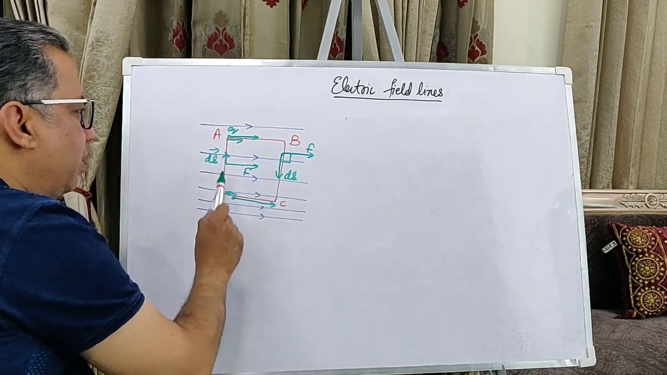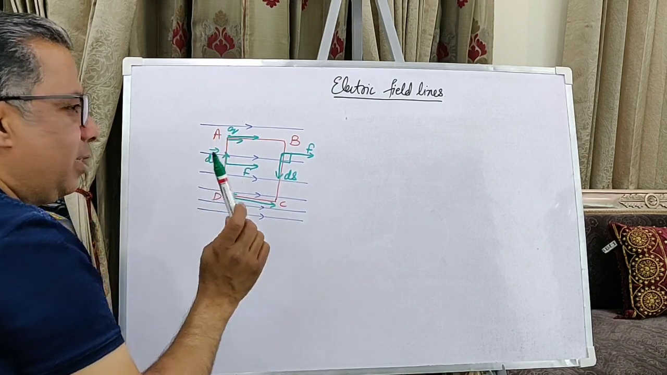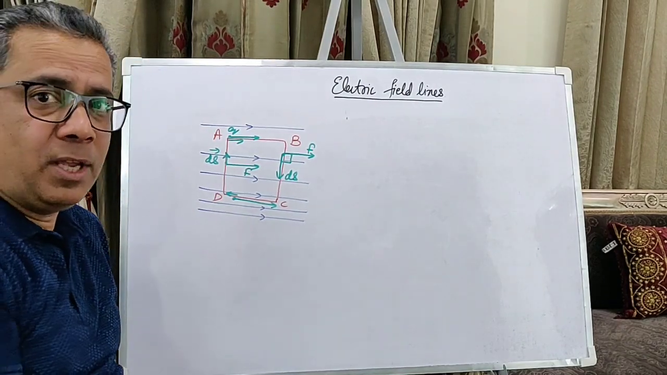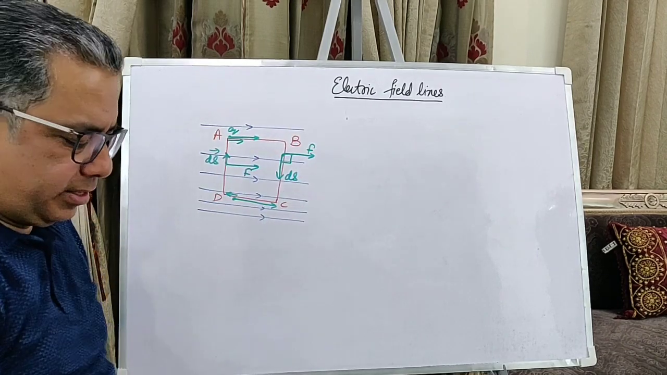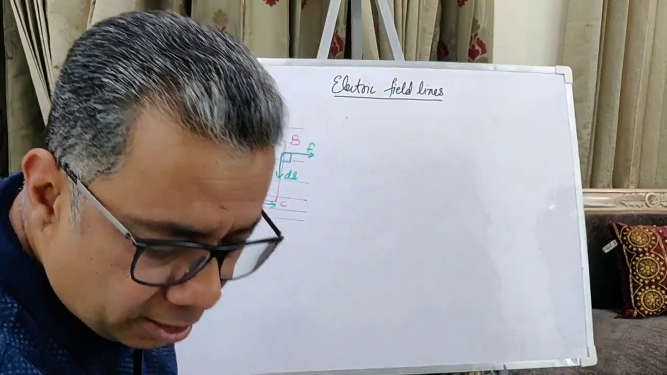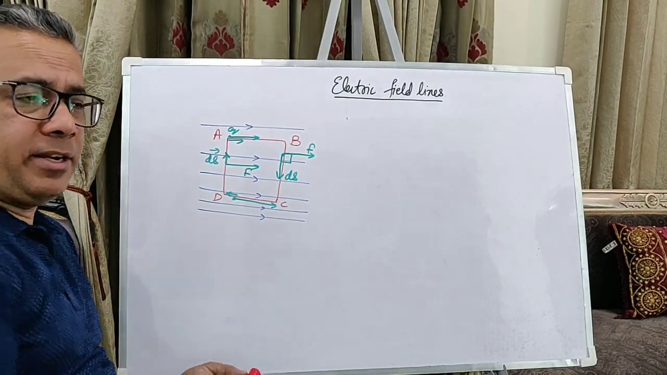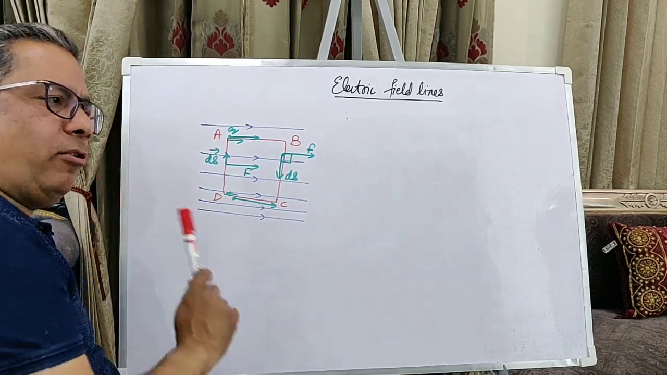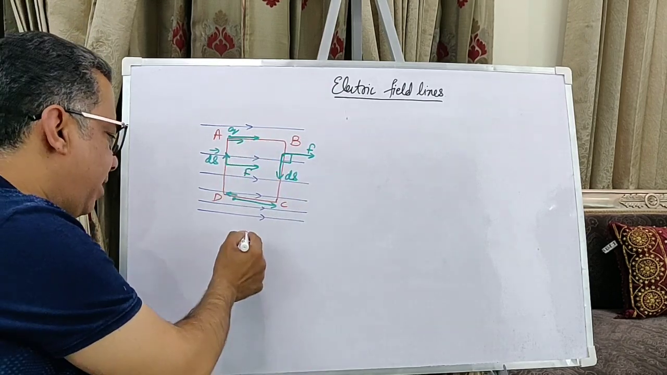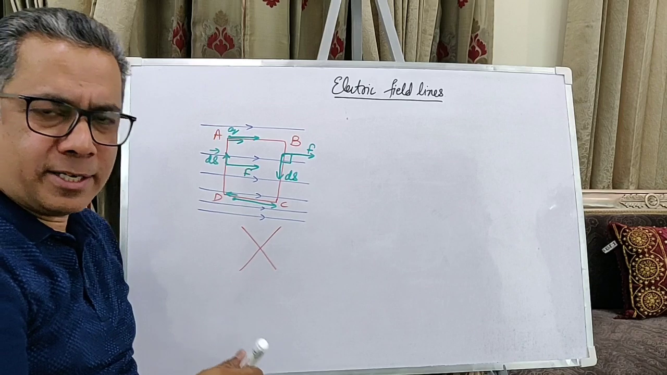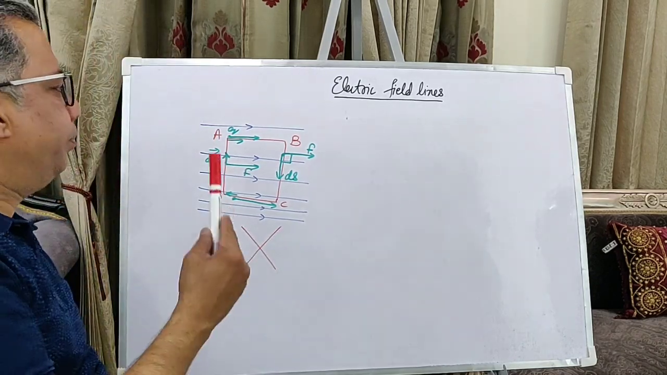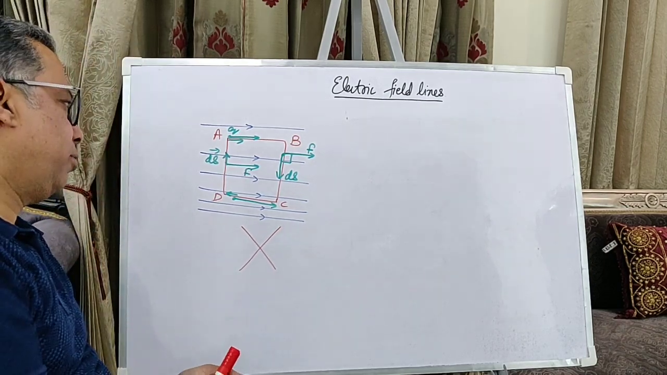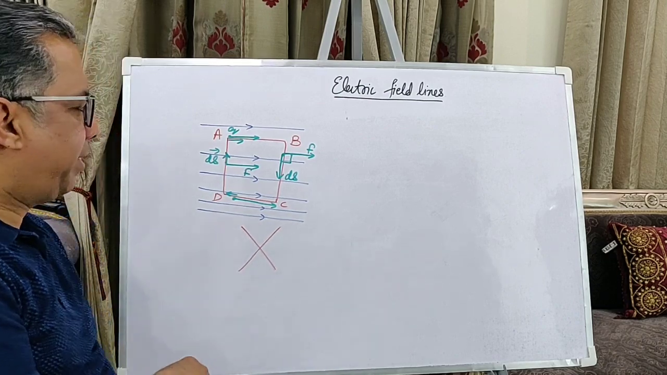So in a closed loop starting from A all the way back to A, the total amount of work that's getting done is non-zero, which again predicts that this electric field is non-conservative, which is never really the case. If you have electric fields produced by static charges, then they will always be conservative, and this pattern of field lines is therefore an impossible pattern. So we've discussed some properties of these field lines. We've also seen some impossible patterns of electric field lines.